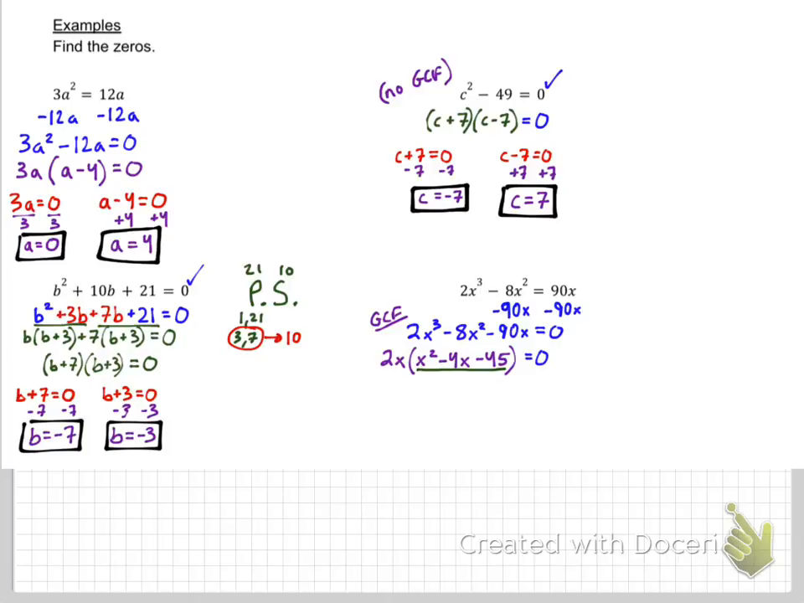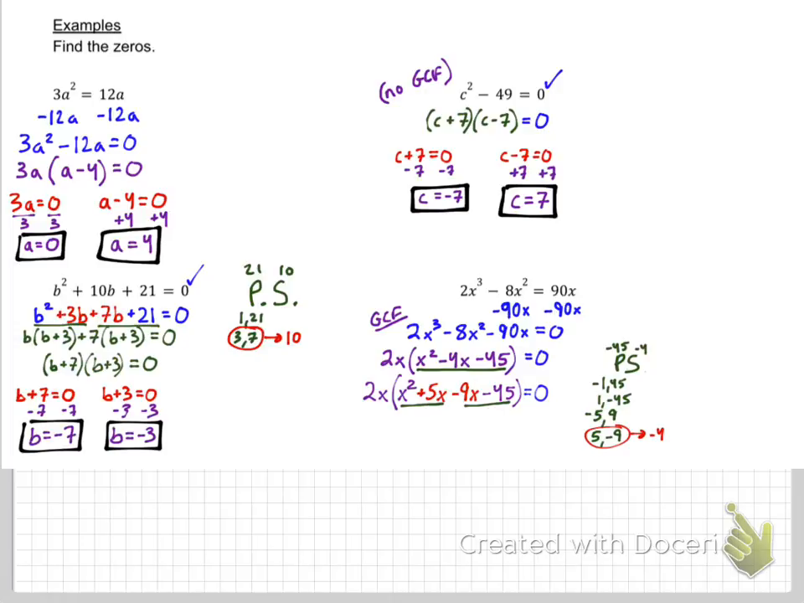Let's now factor the quadratic on the inside. Product sum, a product of negative 45, a sum of negative 4. Let's start listing factors that multiply to negative 45. Well, here are a few factors. Those don't add up to negative 4, and aha! You don't need to list out all of them. Once you find the right one, you can stop. So 5 and negative 9 add up to negative 4. So let's split that up into 5x and negative 9x.